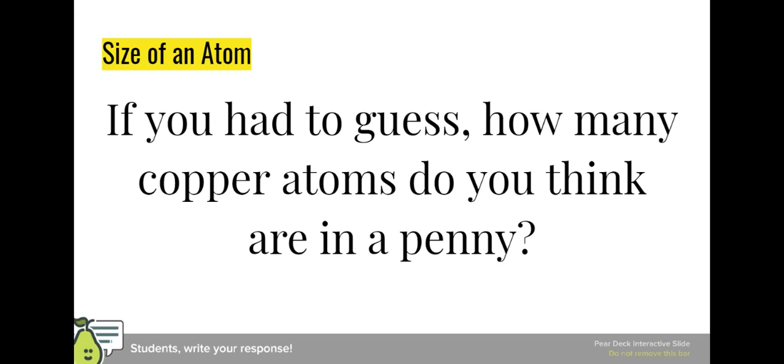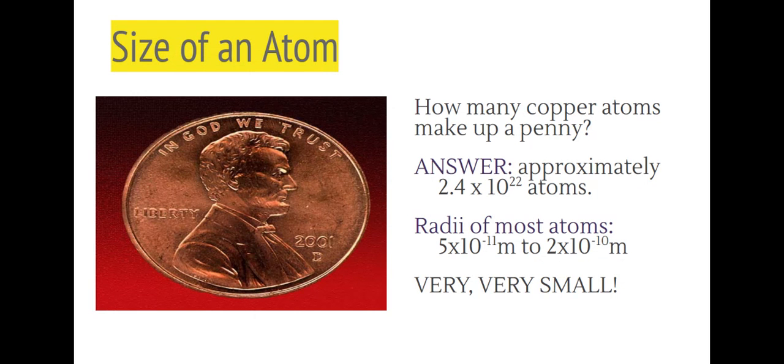Great. So there were some great guesses during that time. Let's talk about how many copper atoms there actually are in a penny. There are approximately 2.4 times 10 to the 22nd atoms. So that is 2.4 and 22 zeros behind that number.